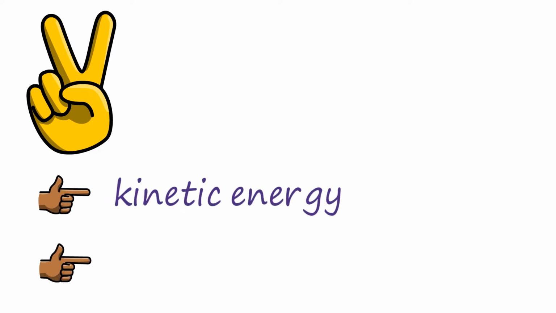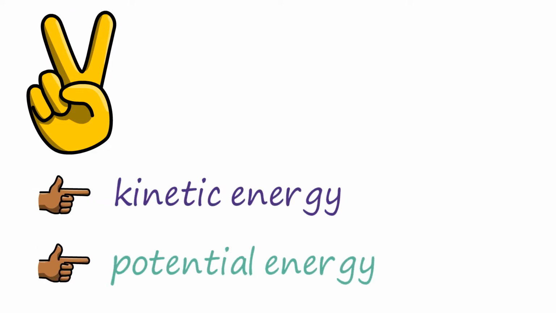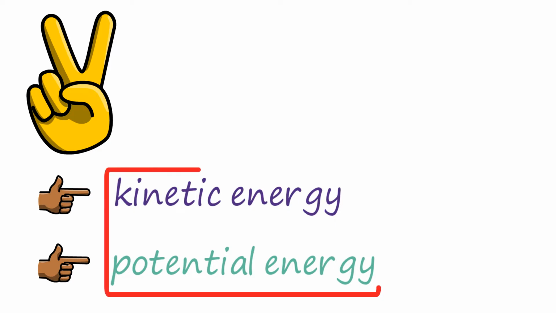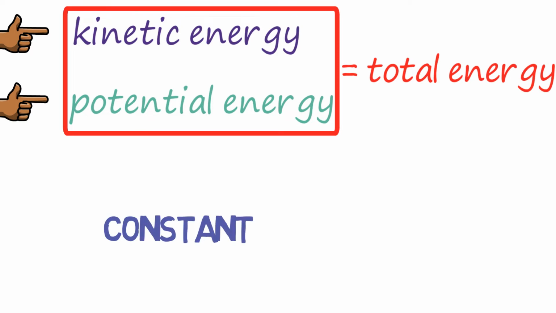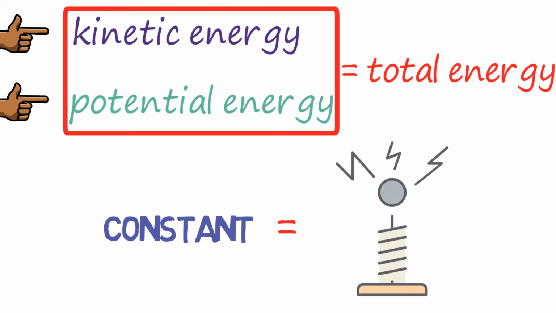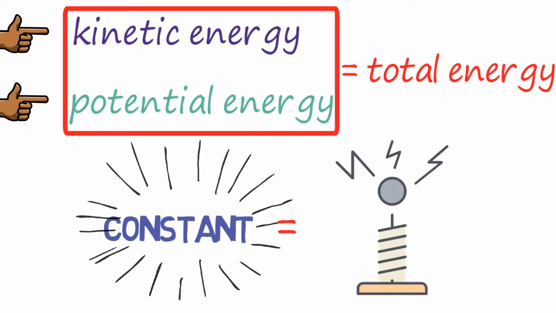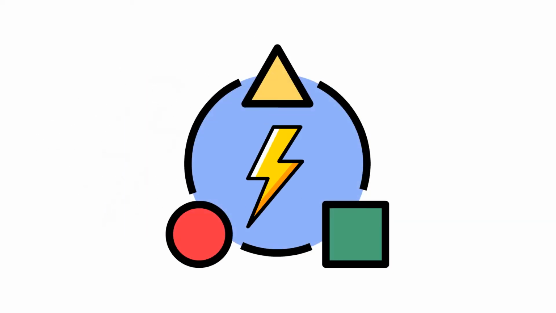Now, energy can be classified into two types: kinetic energy and potential energy. And when we combine both of them together, we get the total energy of a system. And this total energy remains constant. It's always the same. So what I mean by this is energy cannot be created nor destroyed. It can only be transformed from one form to another.